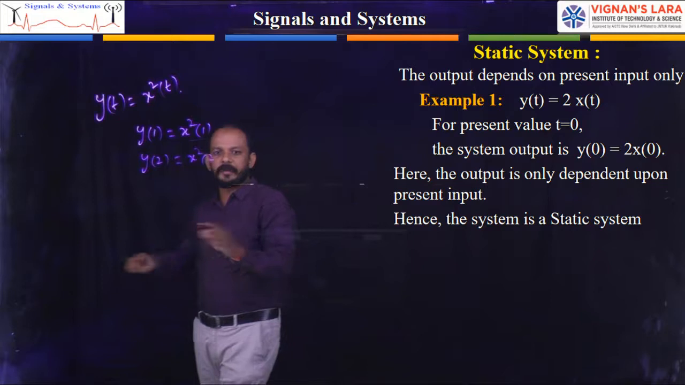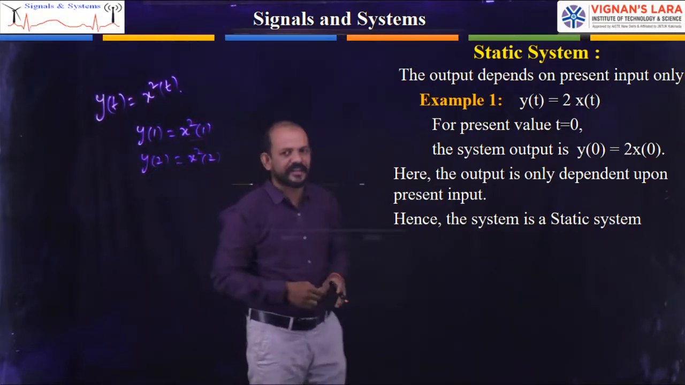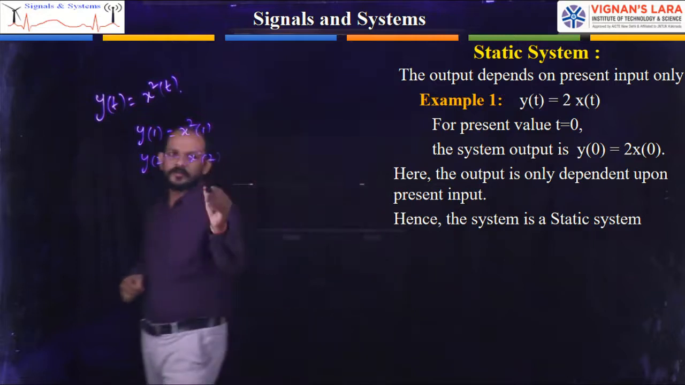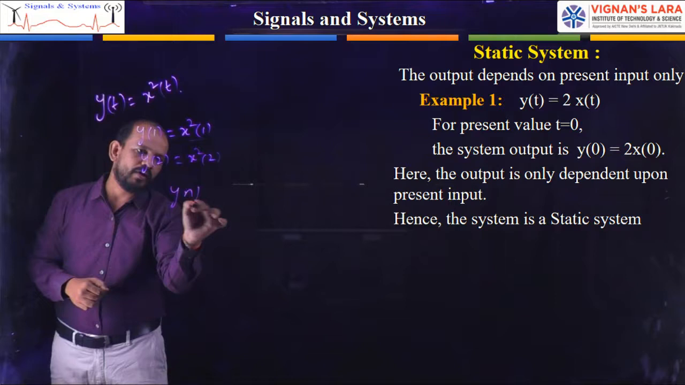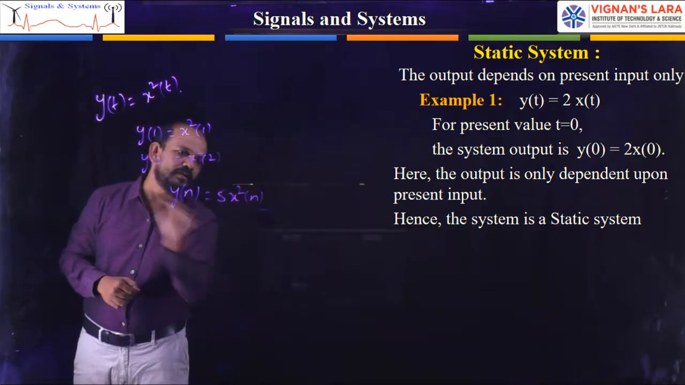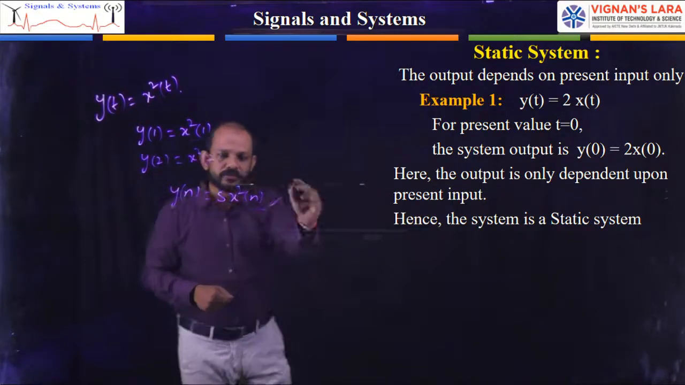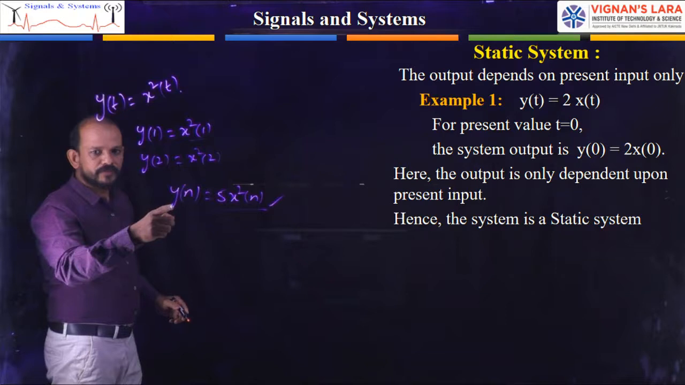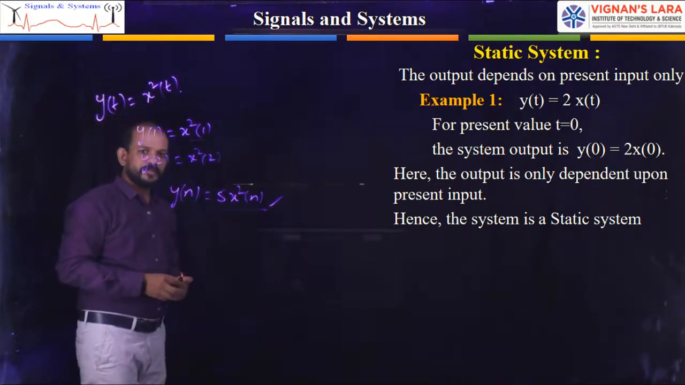It does not need any memory. It depends only on the present value. Hence it is a memoryless system. So a static system is also called a memoryless system. In the case of discrete, how can you write it? y of n equal to 5 x square of n. So this is an example of a static system for discrete. Okay, so this is one.